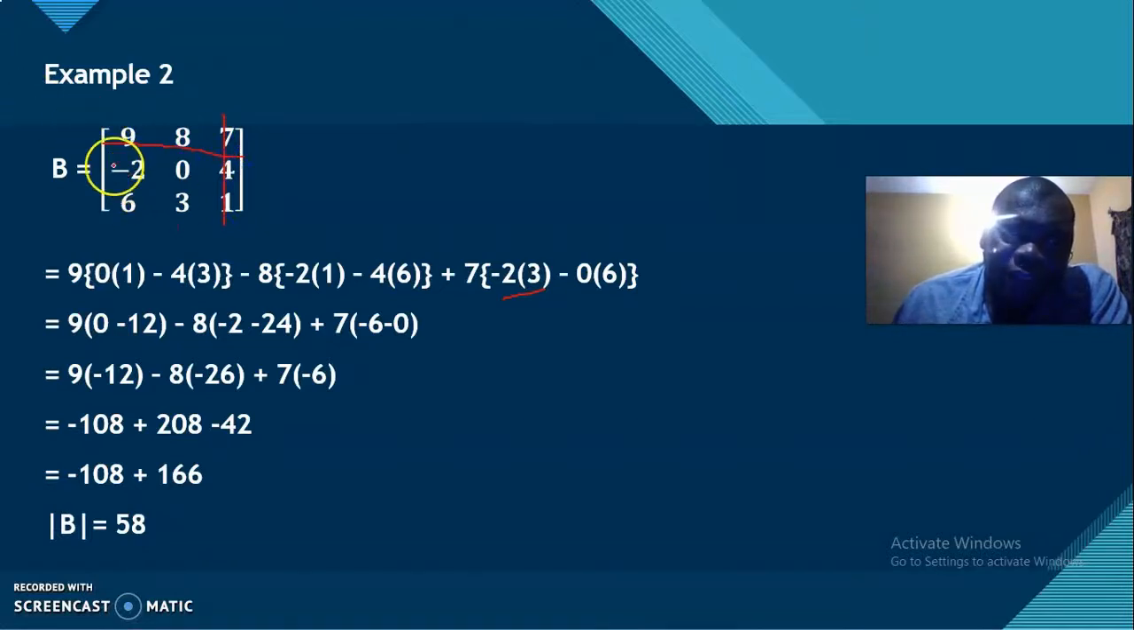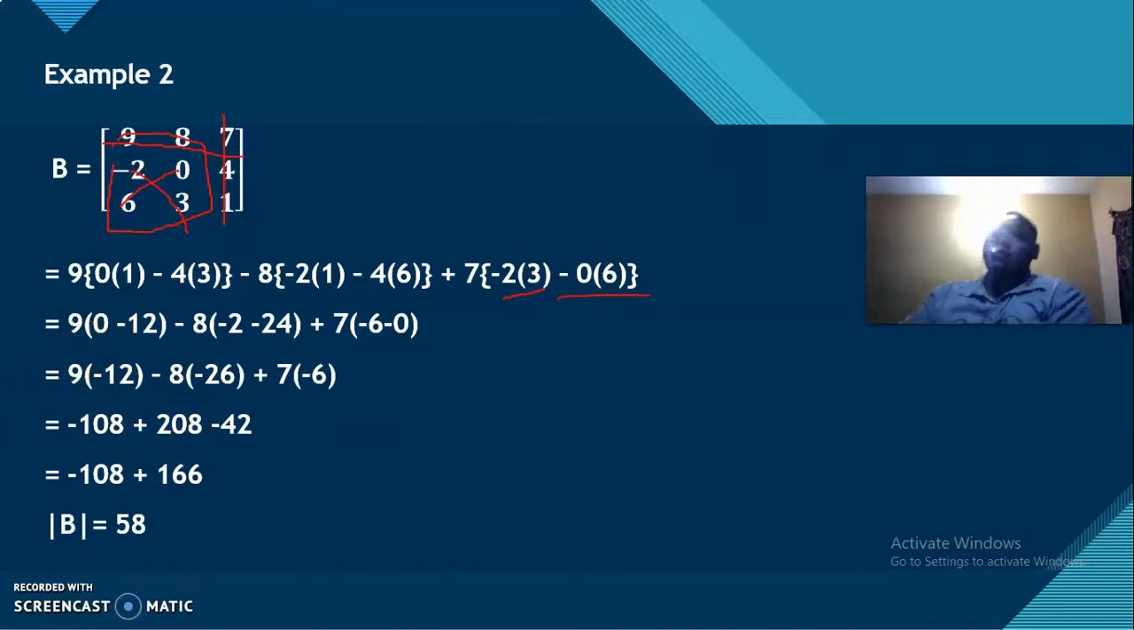So the 2 by 2 matrices are, look at it, 2, minus 2, 0, 6, and 3. So that for 7 to be 2 minus 2 times 3, minus 0 times 6. So now once we are done with that placement, we are going to solve it now.